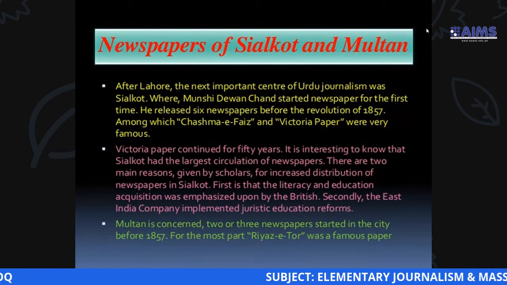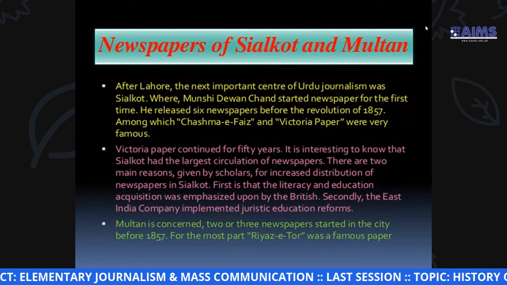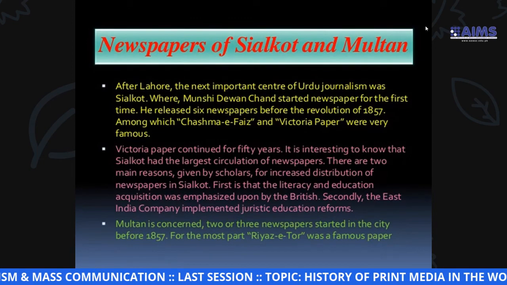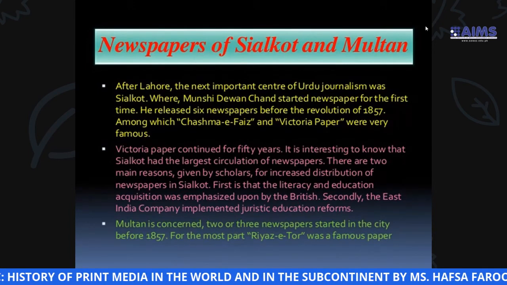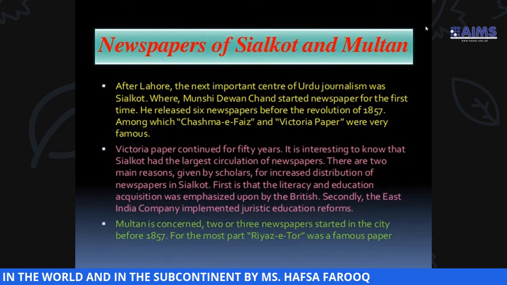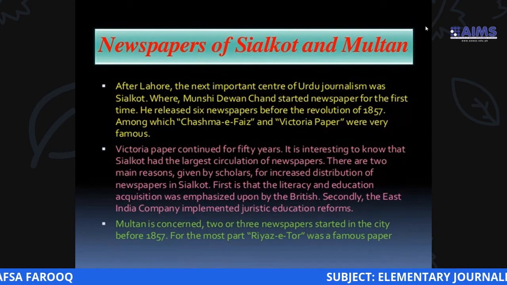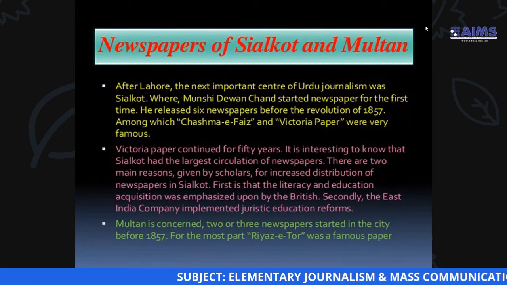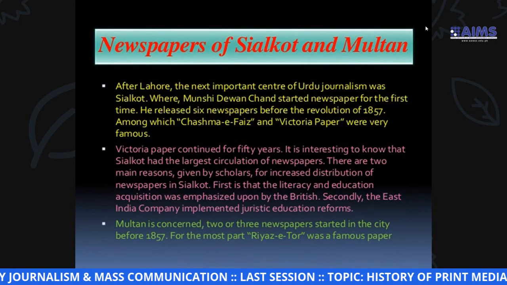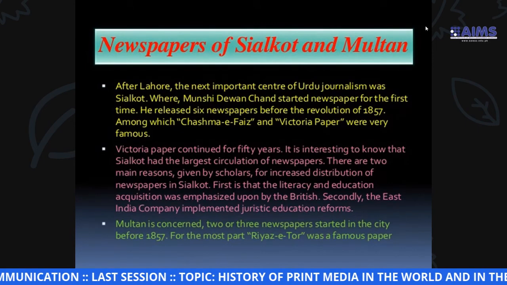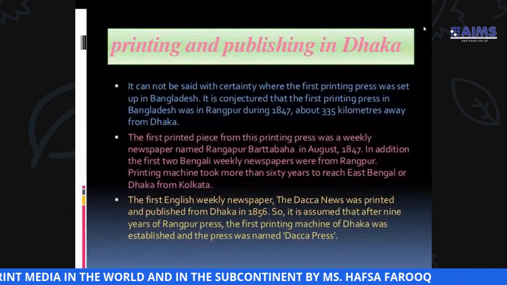There are 2 main reasons given by scholars for the increased distribution of newspapers in Sialkot. First, literacy and education were emphasized by the British. Secondly, the East India Company implemented juristic education reforms. As far as Multan is concerned, 2 or 3 newspapers started in the city before 1857. For the most part, Riaz-e-Hind was the famous paper.